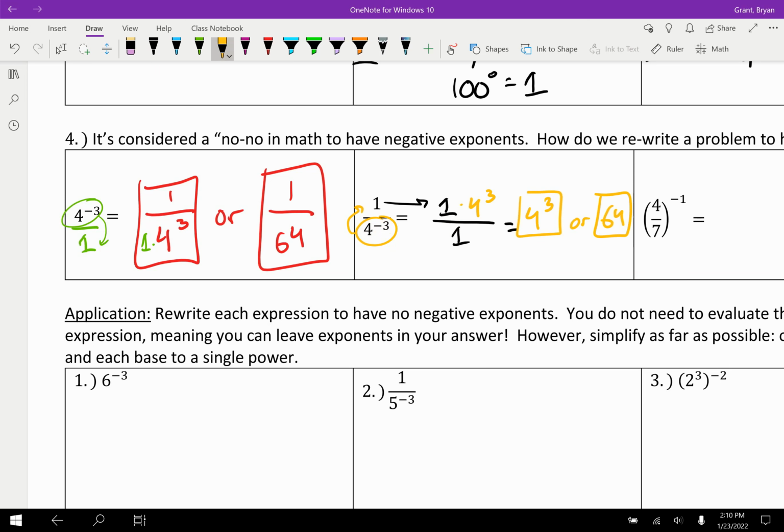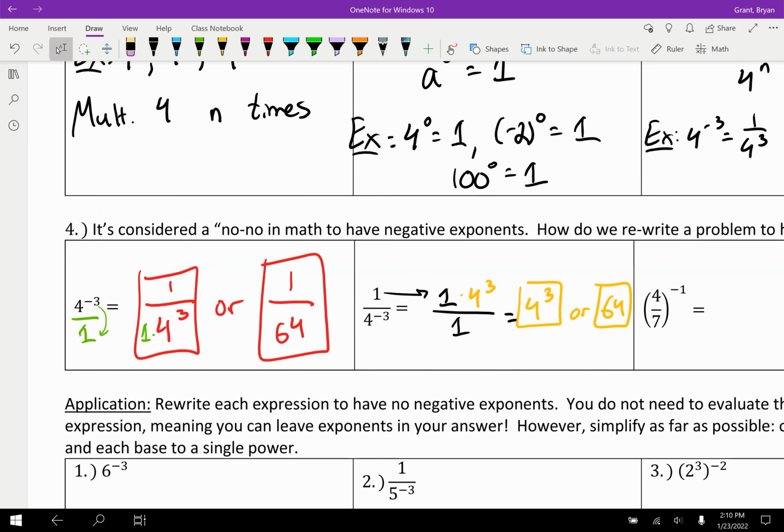So, quick summary. If you have a negative exponent in the denominator of a fraction, move it to the numerator, and it becomes positive. If you have a negative exponent in the numerator of a fraction, we move it to the denominator, and it becomes positive. By the way, and this will come up next class, the opposite is true as well. If you had something like 1 over 4 to the third, and you wanted to move it up, that would just become 4 to the negative third. Right? If it's positive, it becomes negative. If it's negative, it becomes positive.